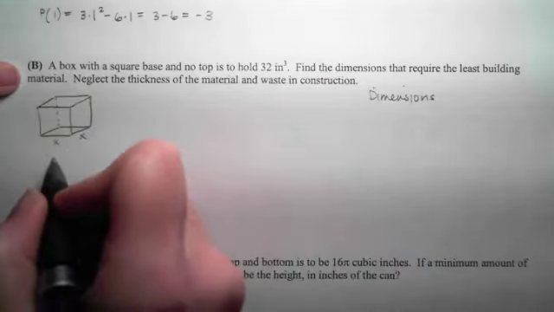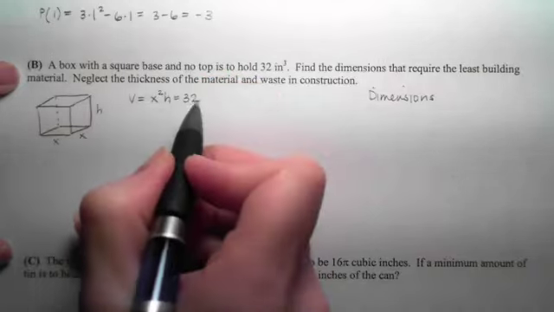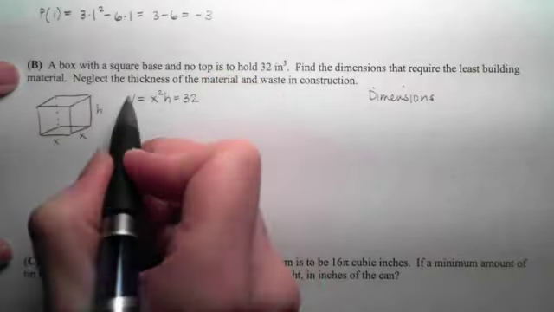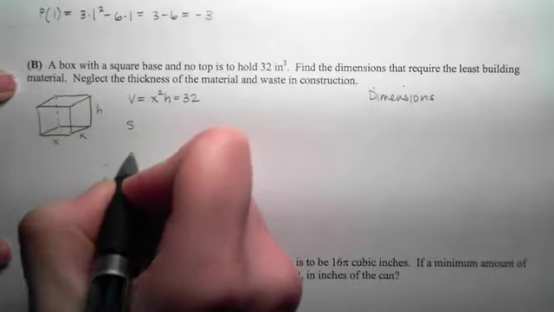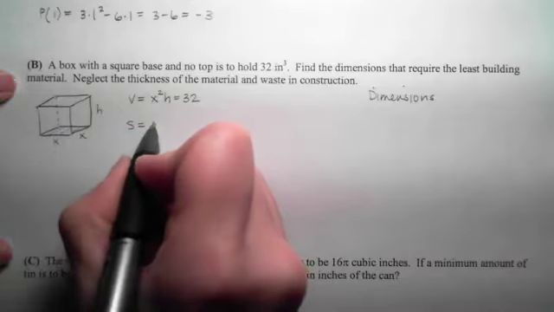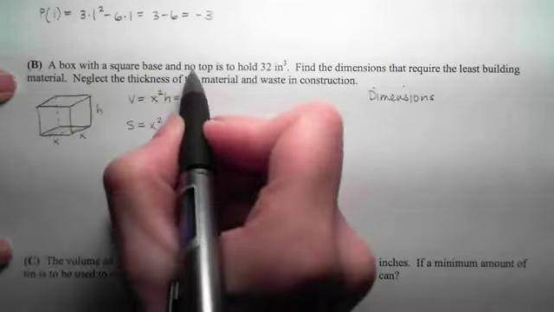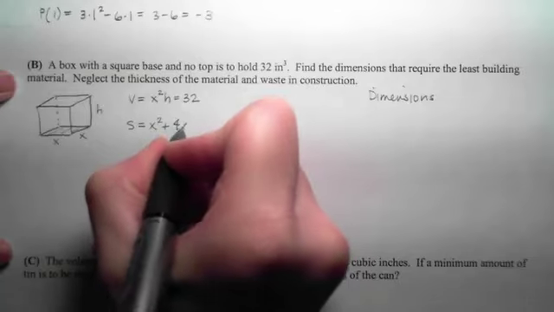And then I'll let my height be an h. So the things that we know are that the volume, which is the base times the width times the height, or x squared h, is going to be 32. I'm going to utilize this to help me get my surface area, which is the building material, to be the least amount. So currently my surface area will be the bottom, which is x squared, plus the 4 sides, because I don't have a top. Now each side is going to be an h times an x, and I've got 4 of those.